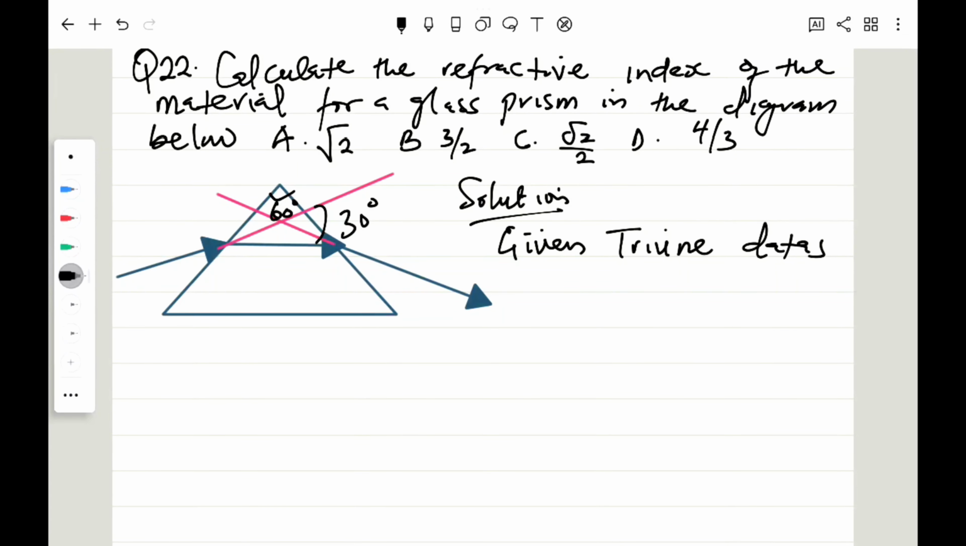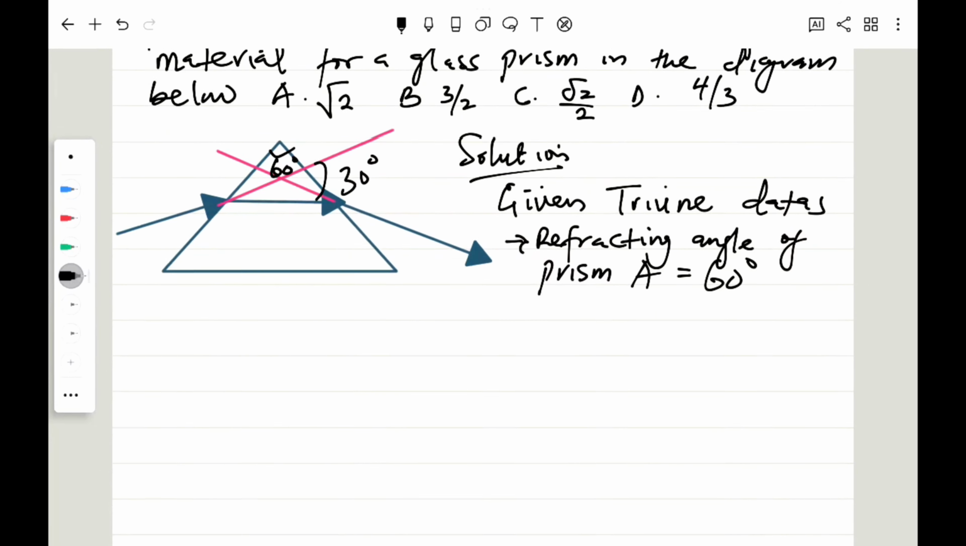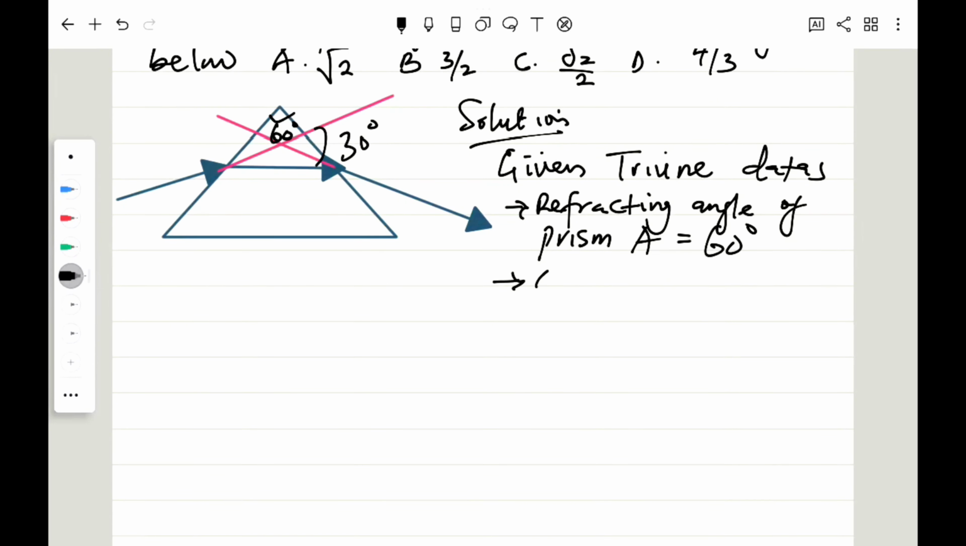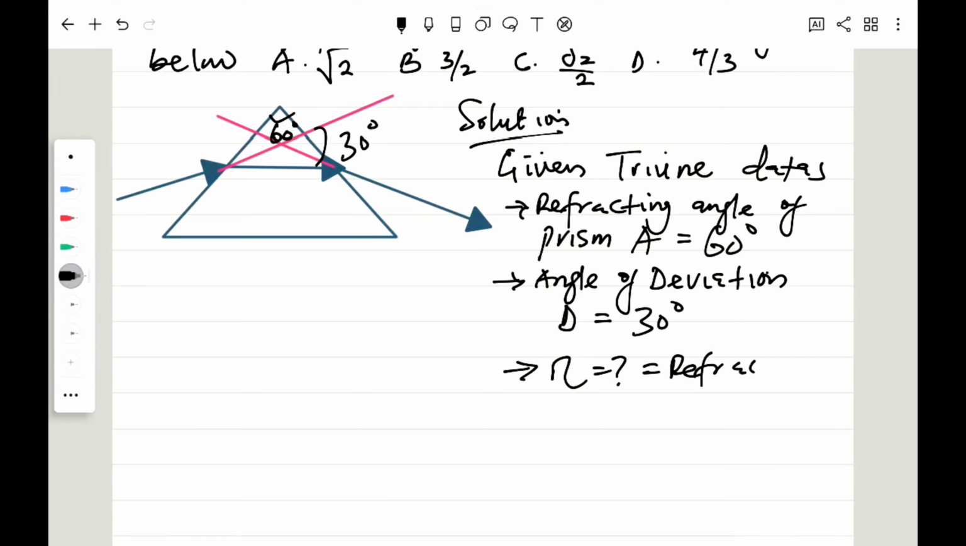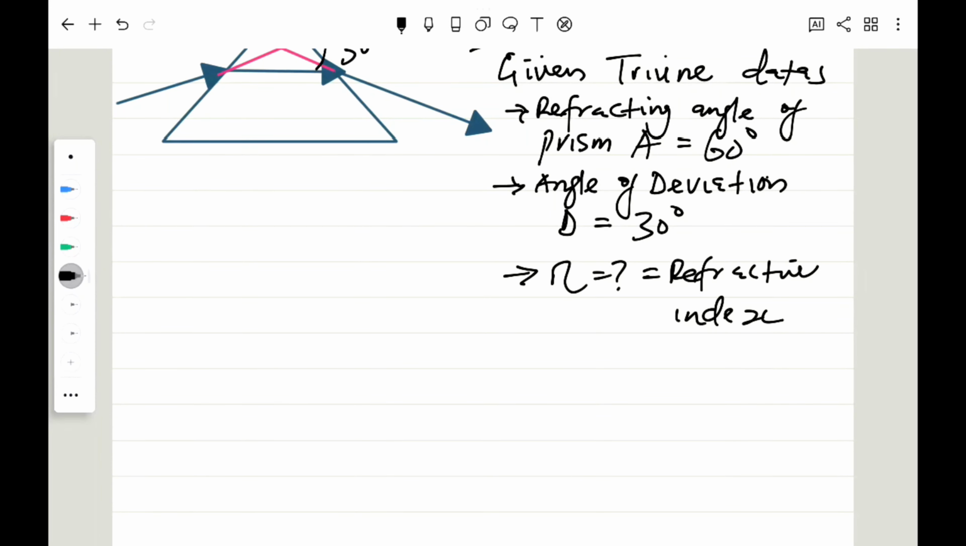Then the angle of deviation is 30 degrees. So the refracting angle of the prism, A, is equal to 60 degrees. Then number 2, the angle of deviation, D, is equal to 30 degrees. Then number 3, the refractive index is unknown. Is that clear? So which equation would help us in this question?